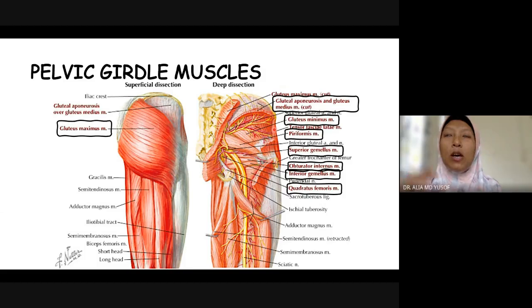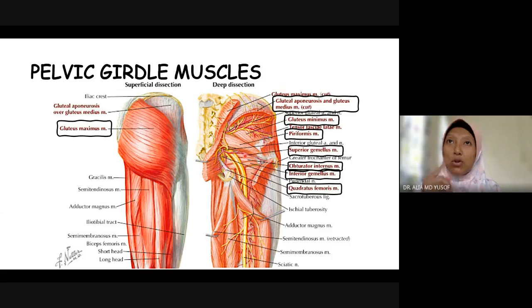So remember, the flexors of hip joint, there are two, iliacus and psoas major, or you can simply call them iliopsoas muscle. The extensor of hip joint is gluteus maximus. The medial rotators are the gluteus medius and gluteus minimus. The lateral rotators are the five muscles inferior to them: piriformis, superior gemellus, inferior gemellus, obturator internus, and quadratus femoris.